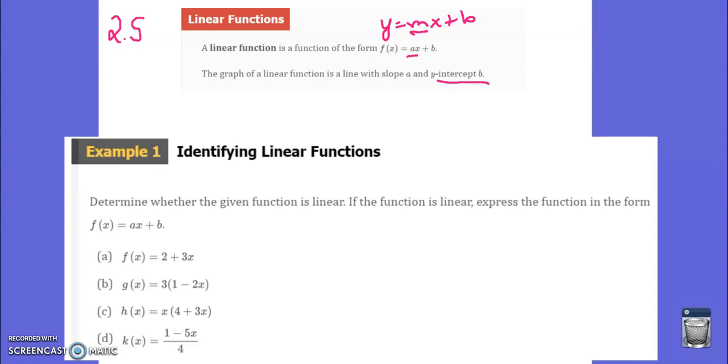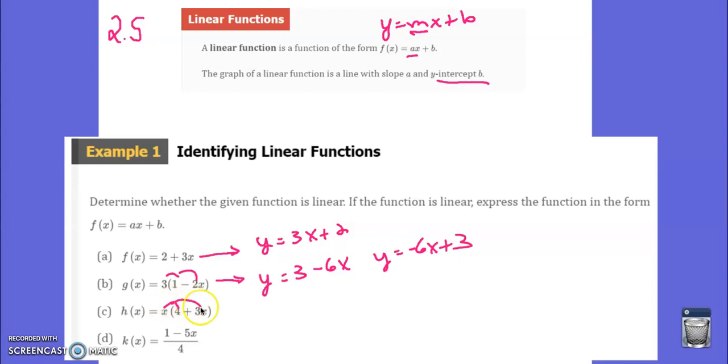So the first example is to determine if the given function is linear. We just have to see if it's in y equals mx plus b. Just by looking at this, we can see that it's y equals 3x plus 2, and yes, that is y equals mx plus b. Using the distributive property, we can see that this is going to be y equals 3 minus 6x, which is the same thing as y equals negative 6x plus 3. So yes, it's in y equals mx plus b.